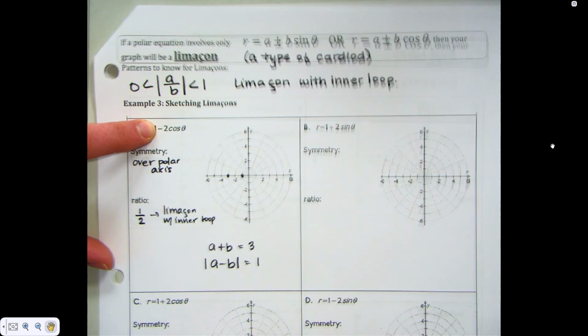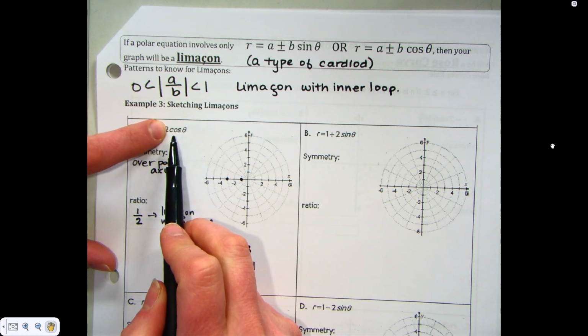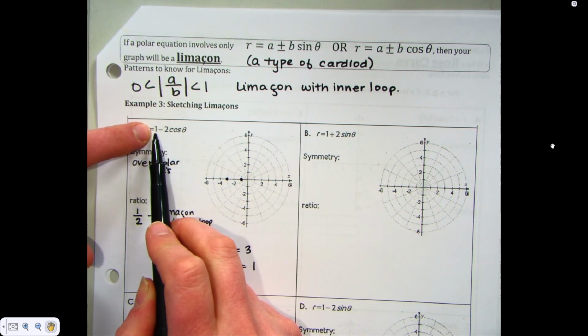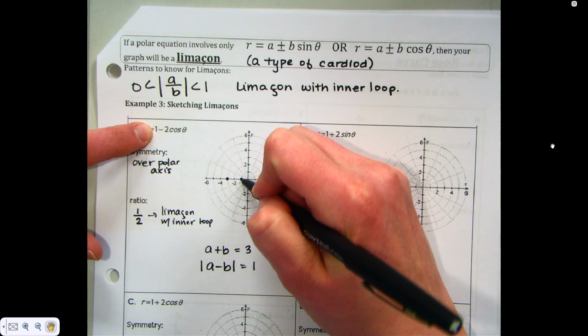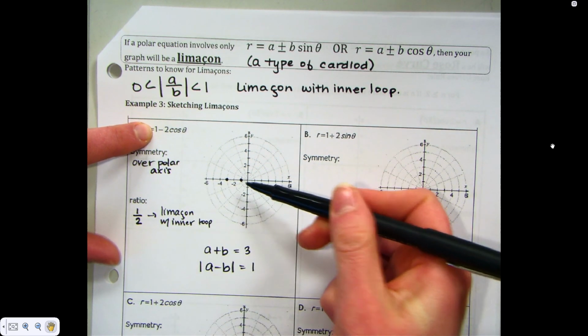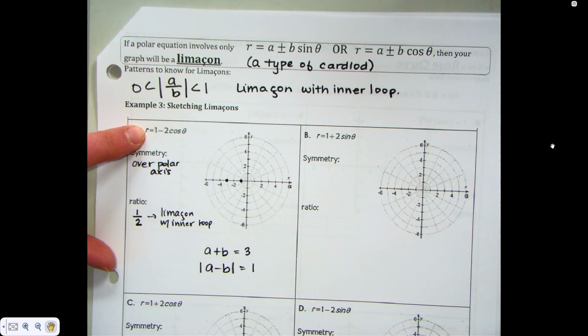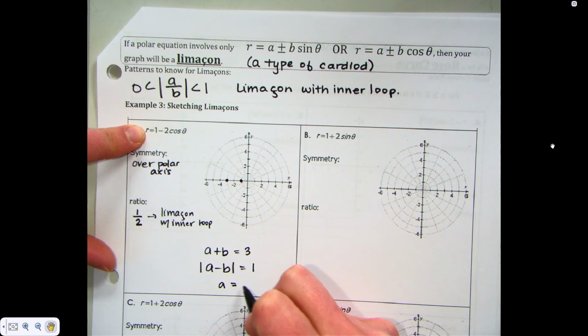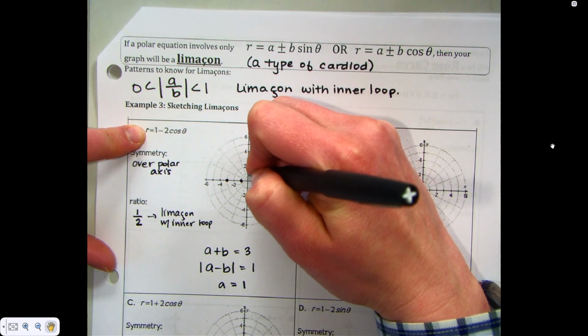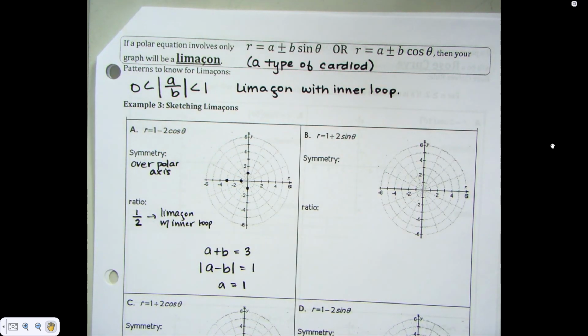Now, what those points really correspond to are that when I plug in a 0, cosine of 0 is 1. So I would get 1 minus 2. So that negative 1 is actually the 0 angle. And the 3 is coming to you from being in the direction of pi. Plug in pi and you will get a 3 for that particular coordinate. And also, I know the A value is 1. And so just like with the cardioids, on the non-symmetric axis, I'm going to plot that A value.